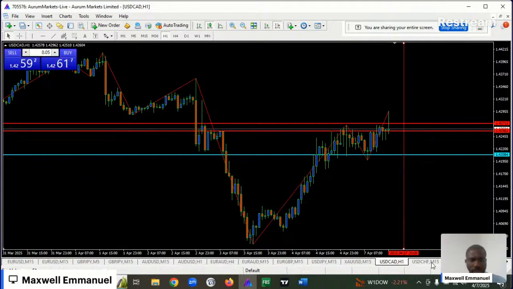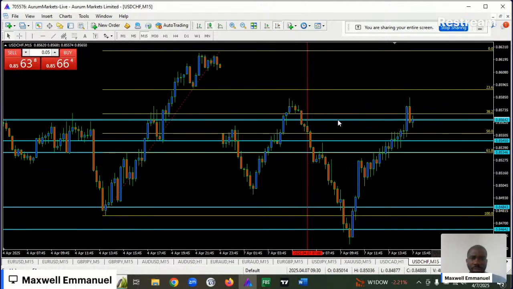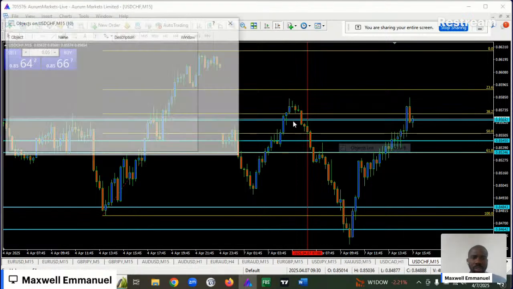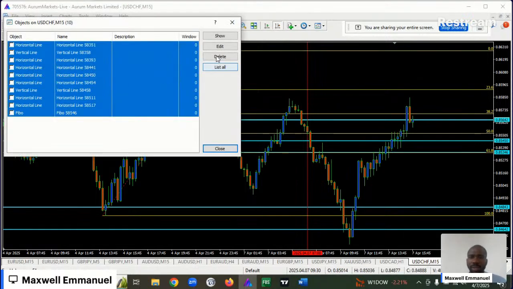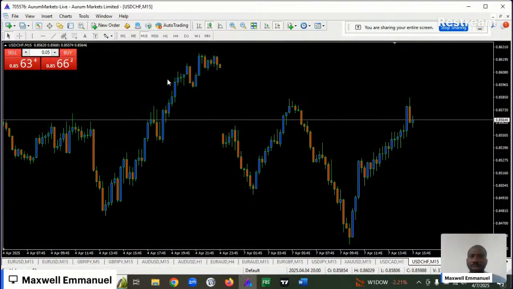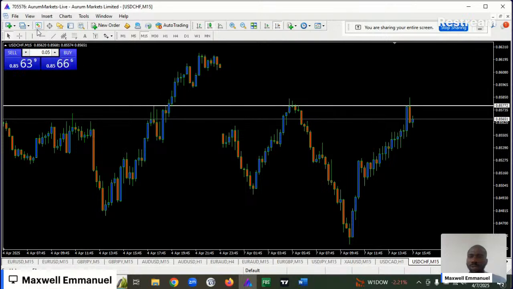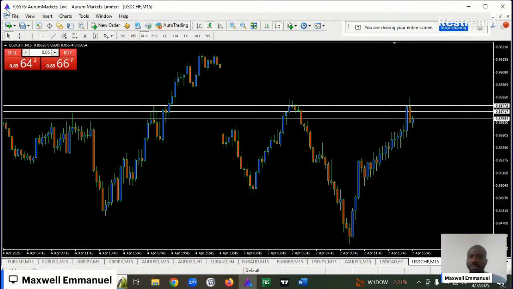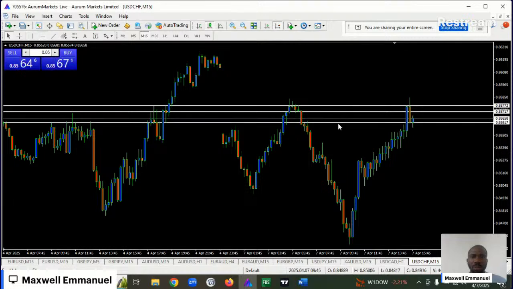For USD CHF, USD CHF is bearish. Let's see USD CHF. So you can see USD CHF tested this resistance, and also we had a fair value gap at this point. So that gap has been filled, and the market is currently trading below. You can see the fair value gap has been filled, and after the gap got filled, see the pattern that formed here.